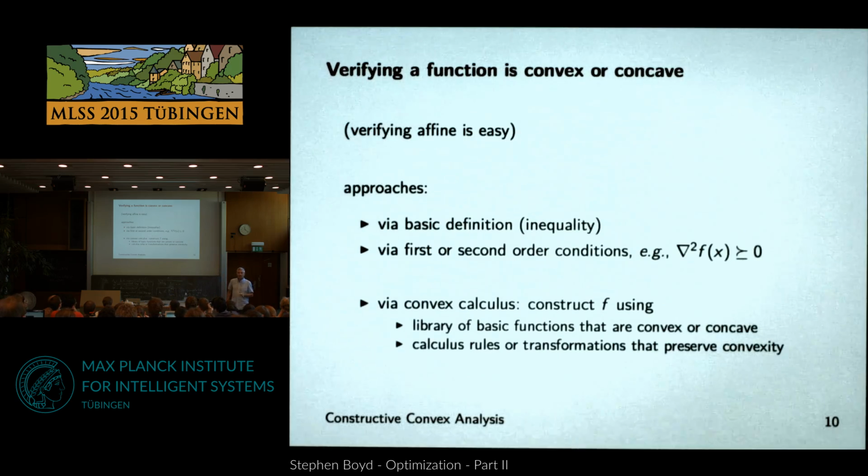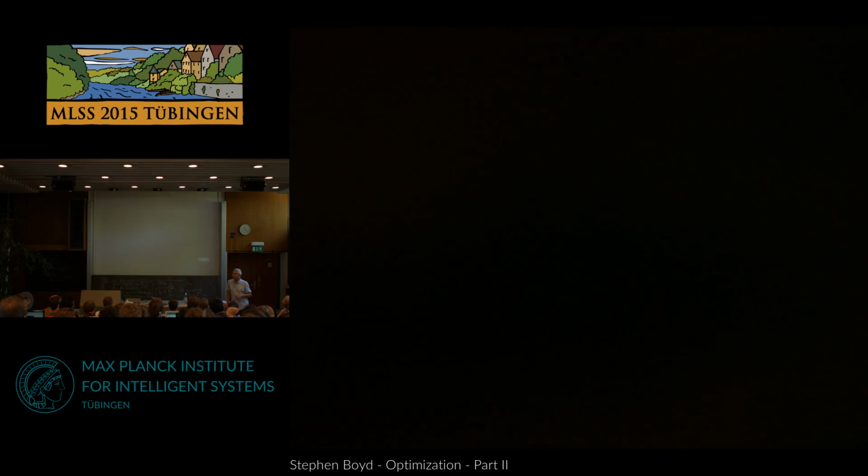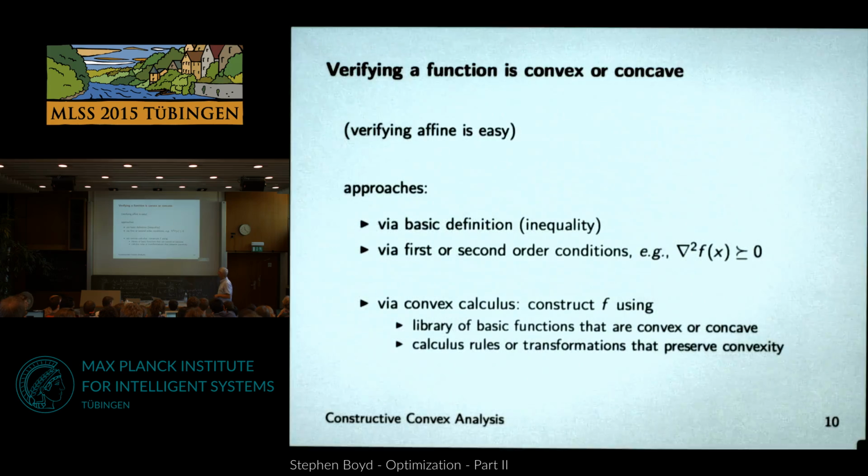Okay, so the first thing I should say is if it's a function of a single variable, it's super duper easy. This is how you do it. You plot it, and you look at it, and you use your eyeball. That's how you do it. If it curves upwards, it's convex. If it curves downwards, it's concave. If it curves sometimes up, sometimes down, it's neither.